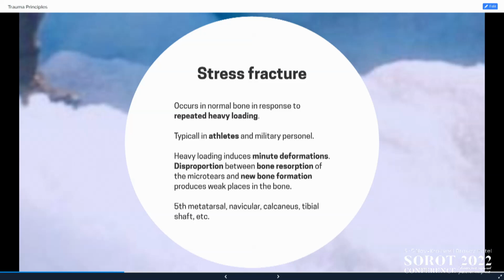Stress fracture occurs in normal bone in response to repeated heavy loading. It's typical in athletes and military personnel, and heavy loading induces mini deformation, disproportion between bone resorption and new bone formation produces weak places in the bone. There are some bones that are prone to stress fractures, like fifth metatarsal, navicular bone, calcaneus, and tibial shaft.